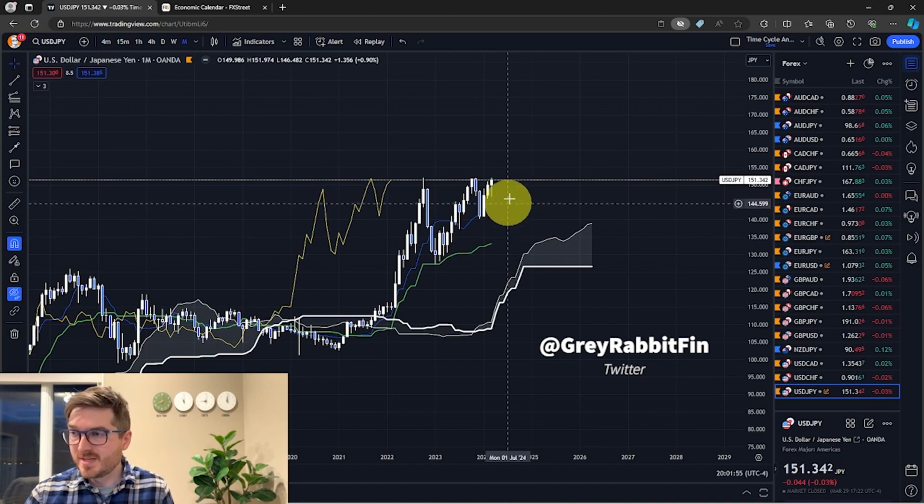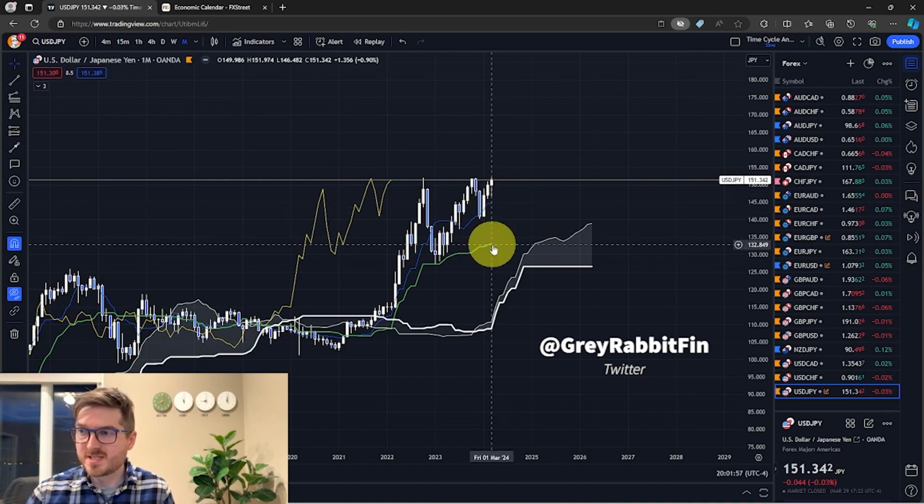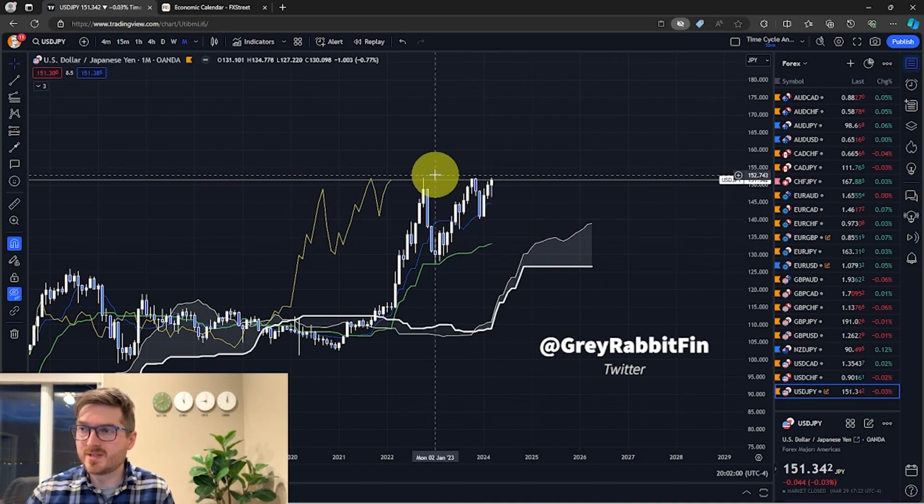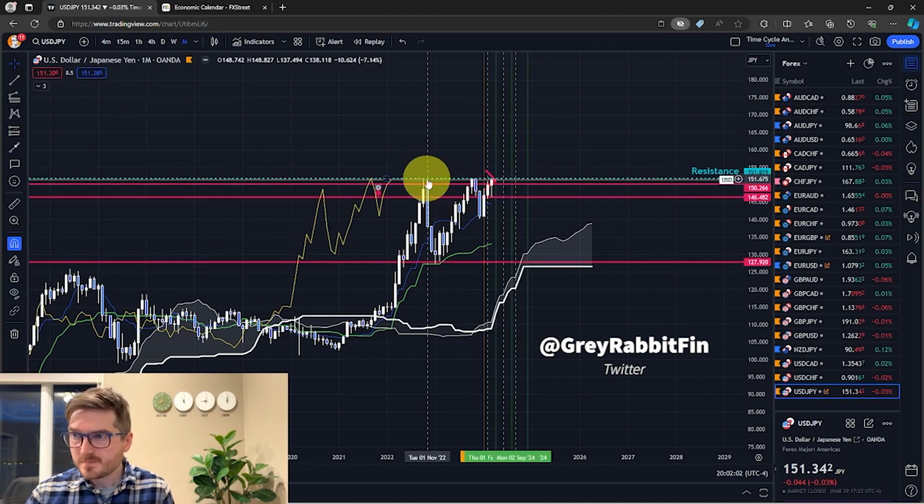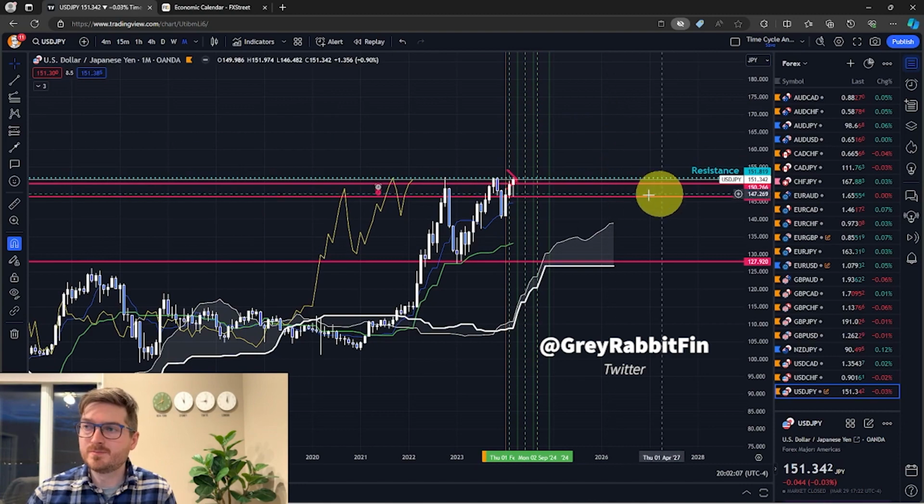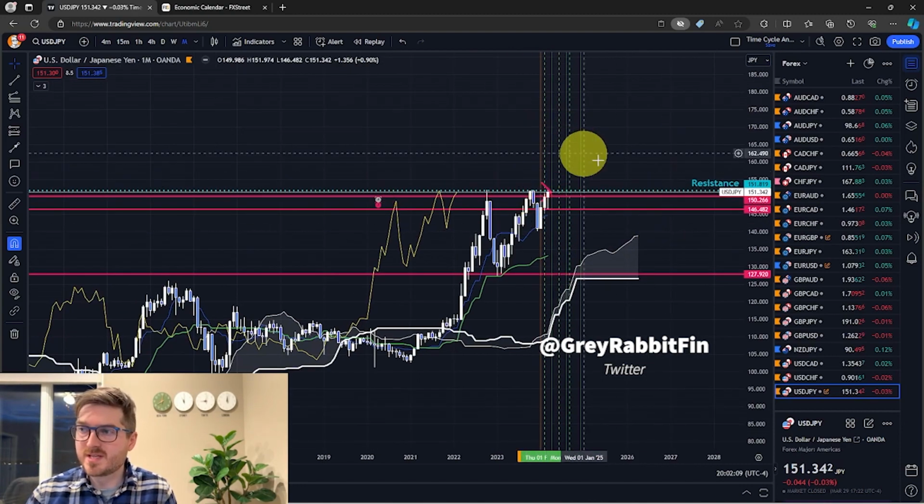And now overall, guys, price is above the Tenkan-sen and the Kijun-sen. So we're going to need to break the resistance level here, which is the 151.819 level. And that's going to confirm this N wave up.